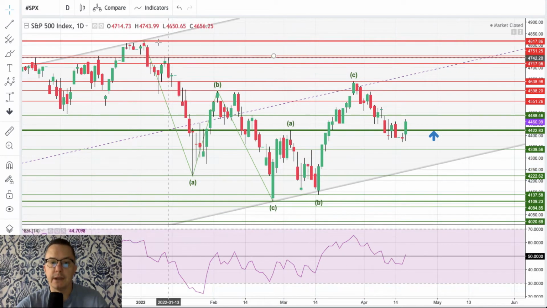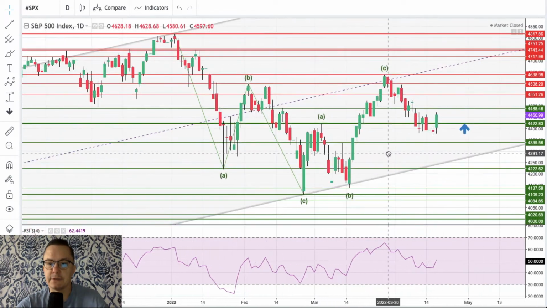situation here. ABC to the downside, corrective. ABC to the upside, corrective. So what it exactly means is that we are moving inside of the bigger corrective pattern. If this is 3 waves to the downside, ABC, and this is 3 waves to the upside, ABC, maybe now we should continue to the downside again in order to complete the 5-wave decline.